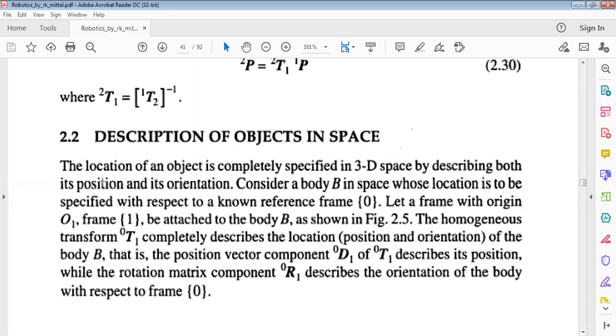Let us read this paragraph. The location of an object is completely specified in 3D space by describing both its position and orientation. Only then do we call that object completely specified in 3D space.